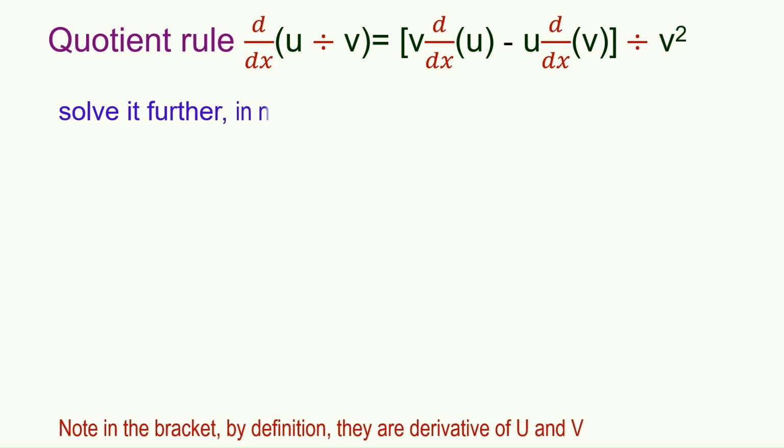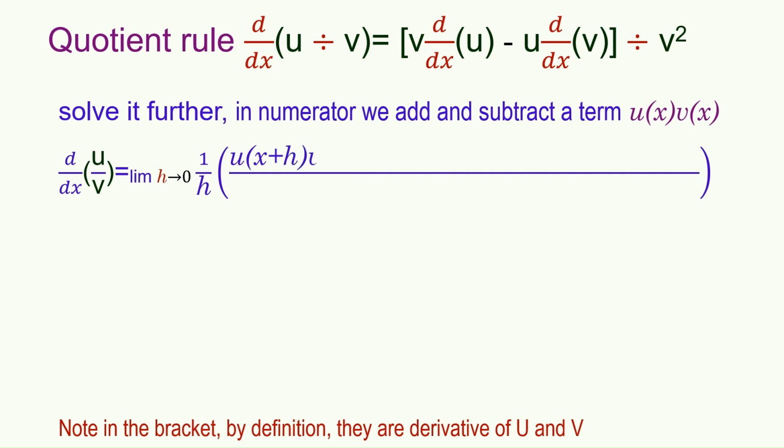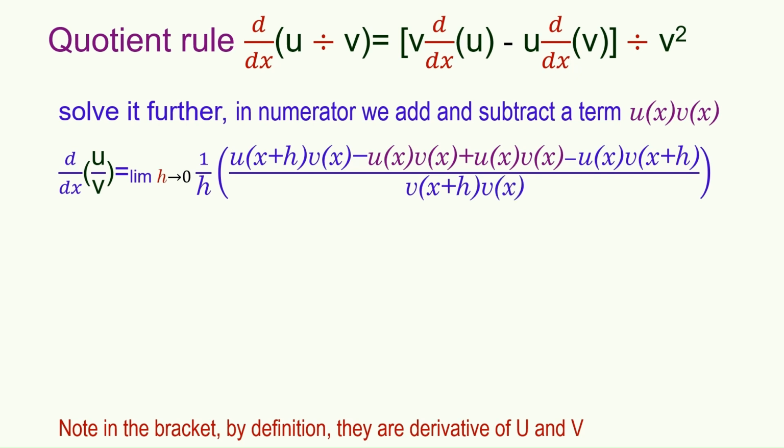Solve it further. In the numerator, we add and subtract a term, u(x) times v(x). Therefore, d/dx of u divided by v equals limit h tends to 0 of 1 divided by h, in bracket, [u(x+h) times v(x) minus u(x) times v(x) plus u(x) times v(x) minus u(x) times v(x+h)] divided by v(x+h) times v(x).